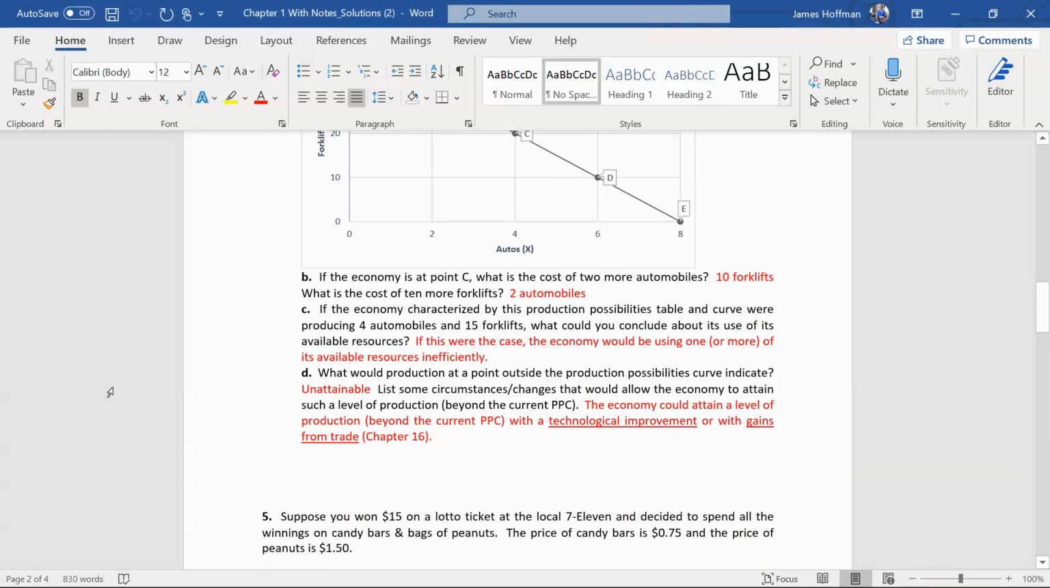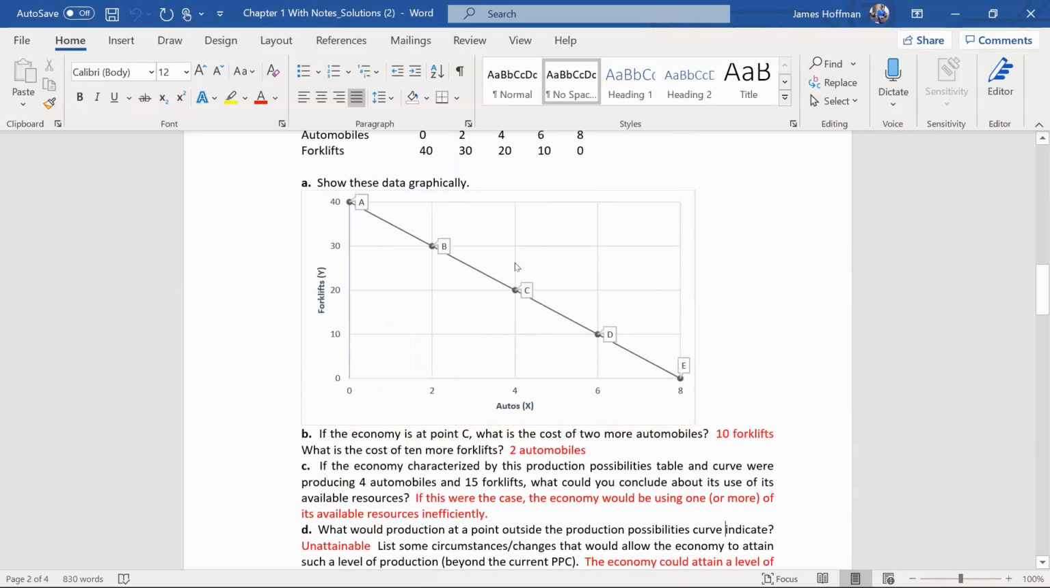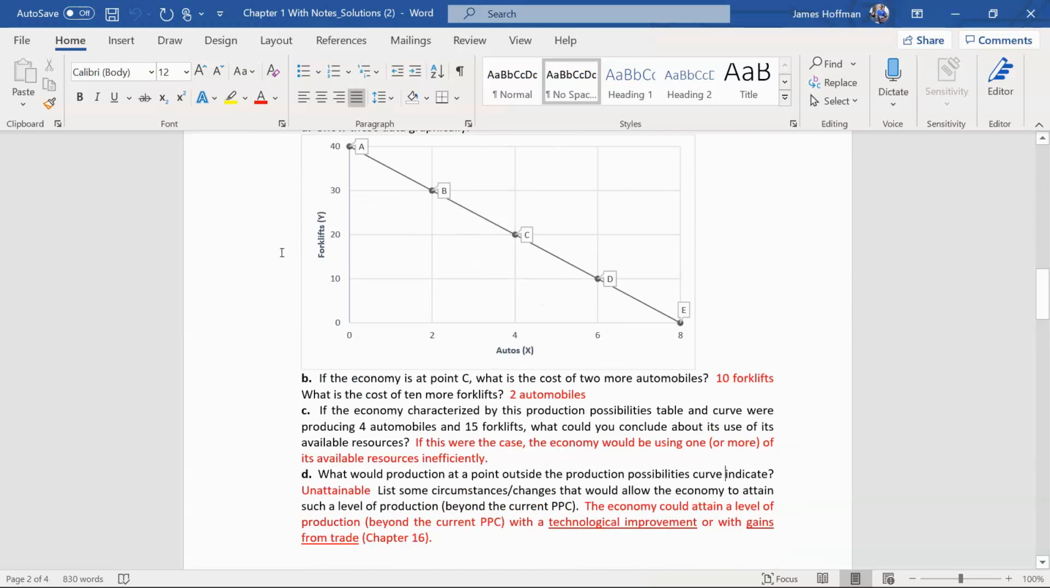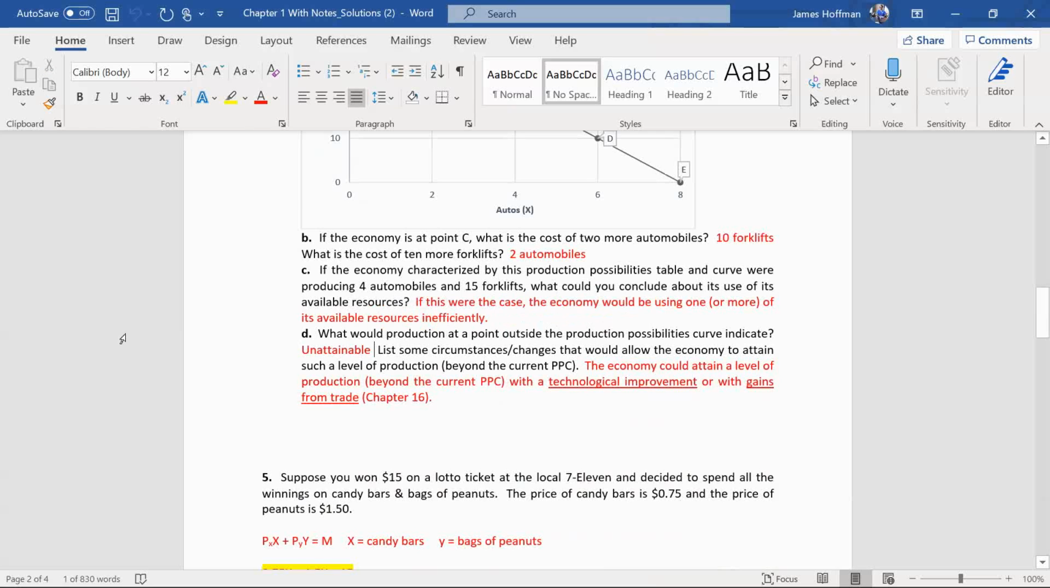Okay, last part for this one, part D. What would production at a point outside the curve indicate? Alright, so in the current situation, remember we saw that in the graph, unless there's a change, anything beyond this curve is unattainable. But there are some factors which could lead us to economic growth. And so with some changes in circumstances, the economy could attain a level of production beyond the current PPC. I just listed a few things, but you can probably think of more.